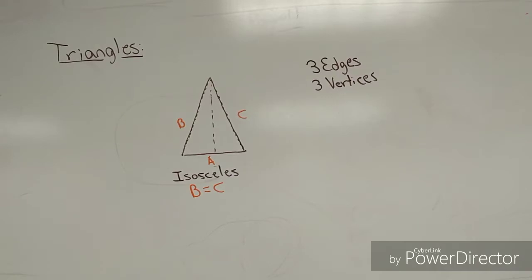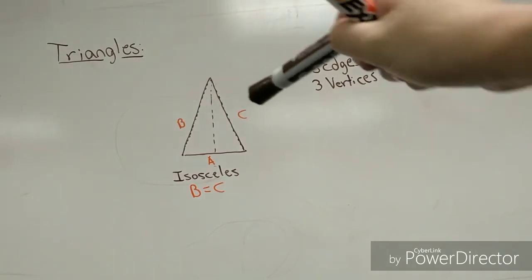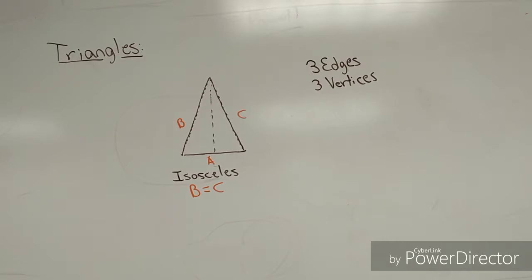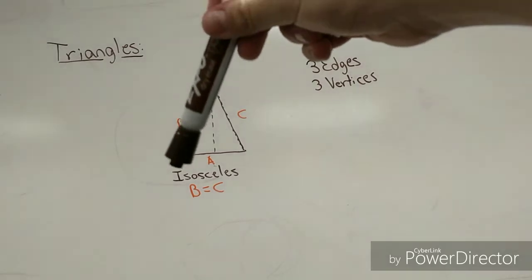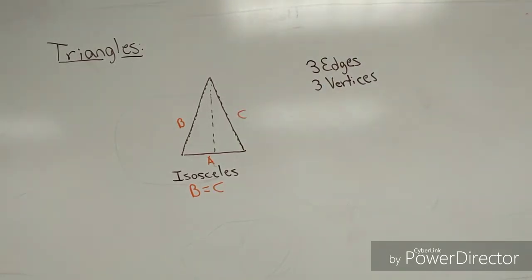Then we're going to have the isosceles triangle. One of the most important features about the isosceles triangle is that both B and C, or A and C, or A and B, 2 sides of the triangle are going to have the same length. In this case, the length of B is equal to the length of C. This is very important because that means that 2 angles are going to have the same value.